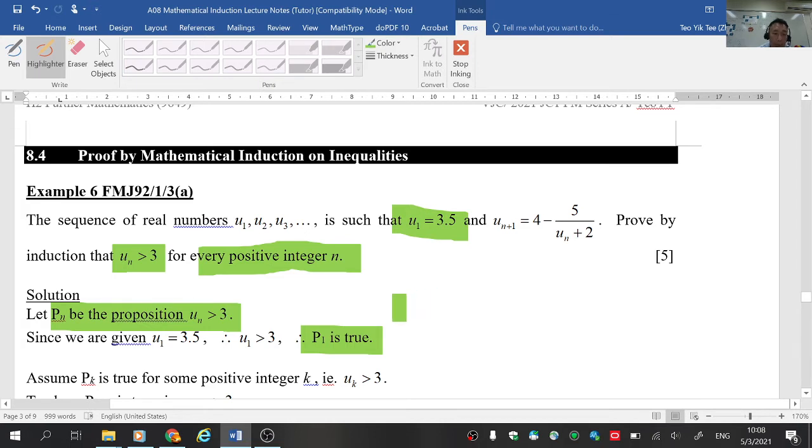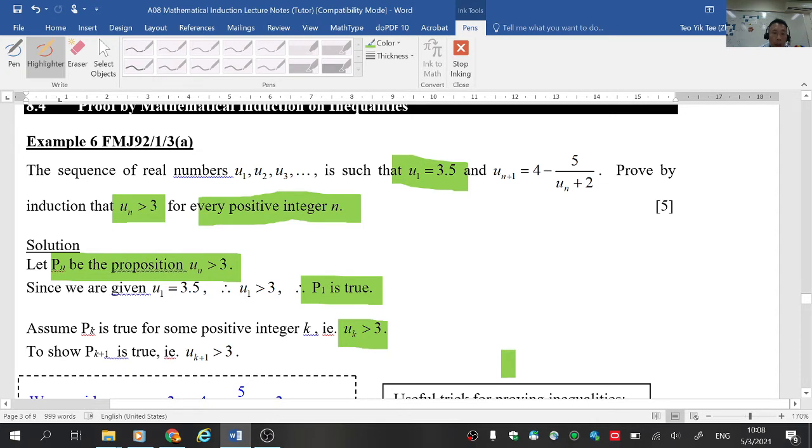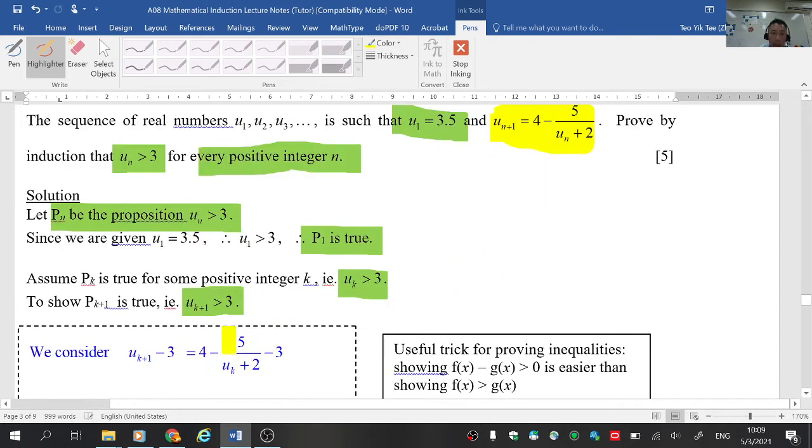Next, step 2, assume P(k) true for some positive value of k, so u_k should be greater than 3 for some k value. Then consider the next case. Your objective is to show that if u_k is greater than 3, then u_(k+1) is also greater than 3. How to handle this is, I have not used this result in yellow yet. So u_(k+1) is actually equivalent to 4 minus 5 over u_k plus 2.